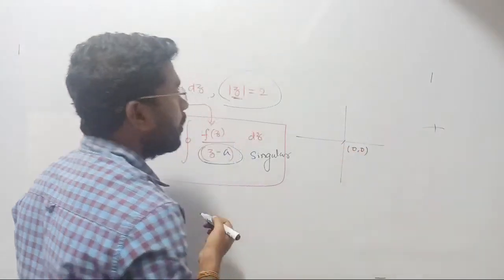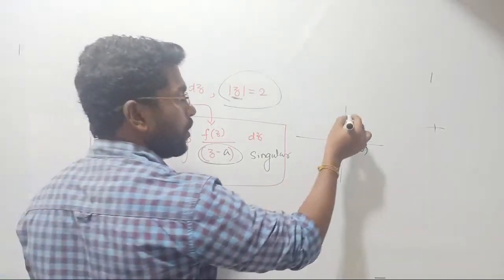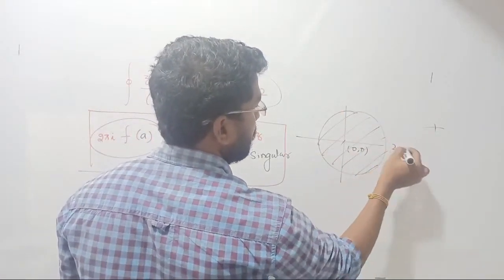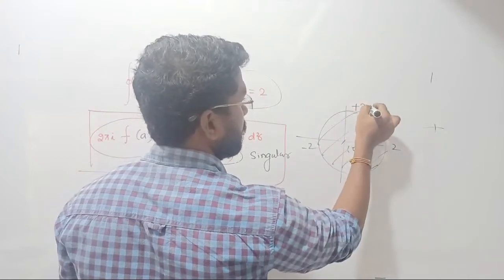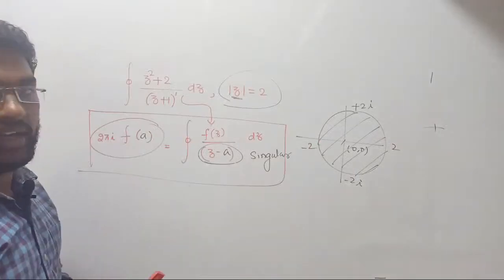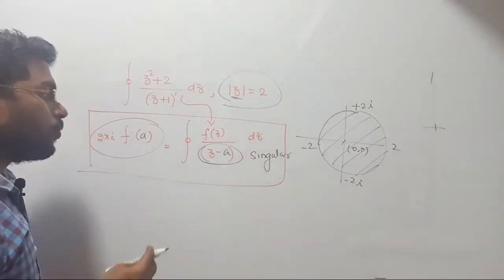Directly we can define. From this, what about the radius? 2, right? So just draw a circle with the radius 2. This is imaginary minus imaginary, right? On all sides we should consider the radius 2. Let's consider, right? Where is our pole?